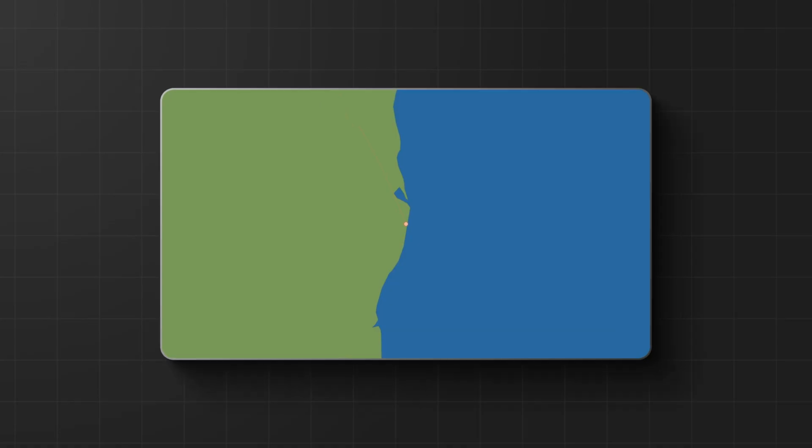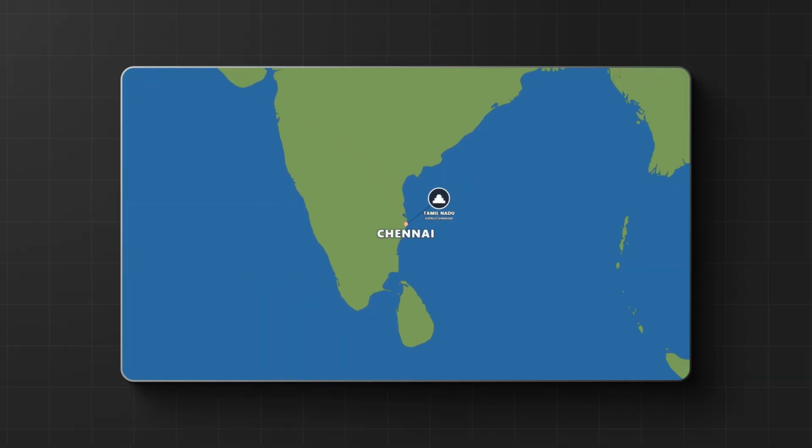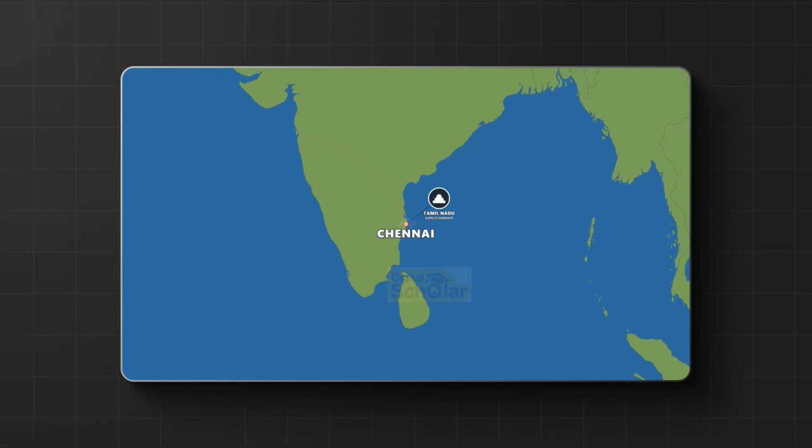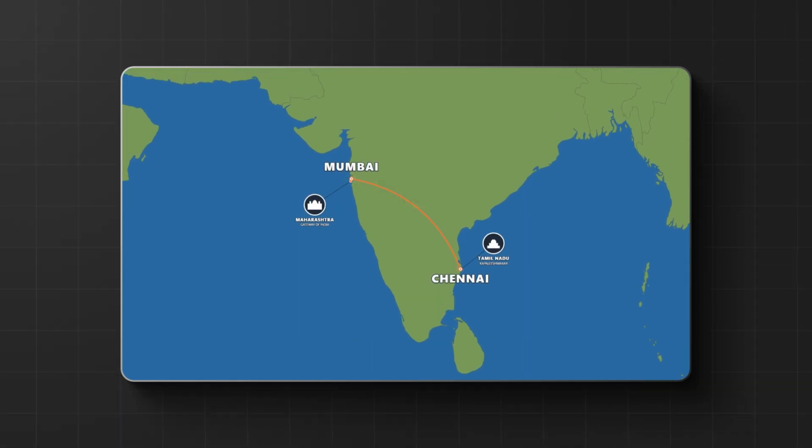Look at this video. A plane flying from Chennai to Mumbai, the Digital Scholar logo floating behind it, earth colors, green, blue, city pins dropping, smooth, cinematic, professional. I made this without writing one line of code.